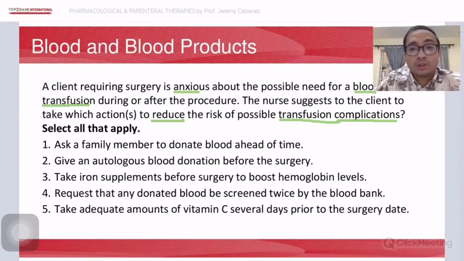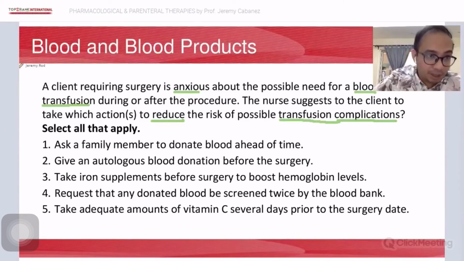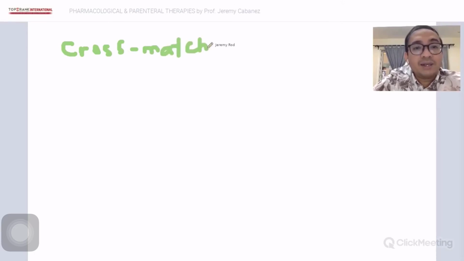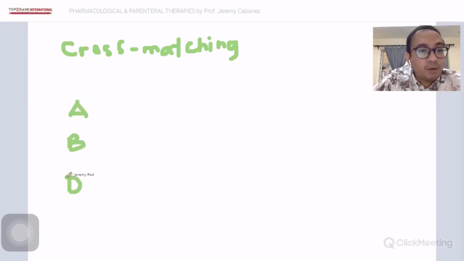Of course, to reduce transfusion reaction, it is the responsibility of the nurse to perform cross-matching. Ano daw ang gagawin ng isang nurse? You have to perform cross-matching. Now, do you remember the different blood types? Paano mo malalamang compatible ang ating donor sa ating recipient? So you have the following blood types. You have the A, we have the B, we have the O, and we have the AB.